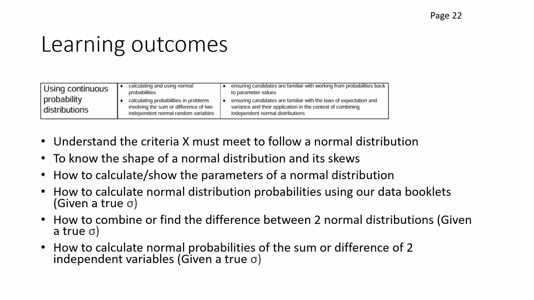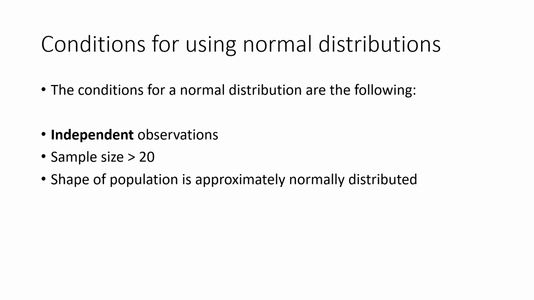You will find this skill on page 22 of the Advanced Higher course spec, and these are the following learning outcomes. To use the normal distribution, the requirements are as follows. Observations are made independently, so the variable we're calculating, like let's say the number of rainy days in a month, is independent from the season of the year or anything like that. The sample size should be greater than 20, and the shape of the population should be normally distributed.